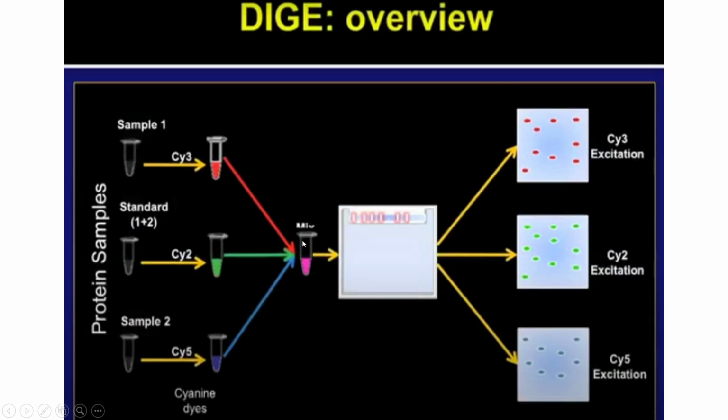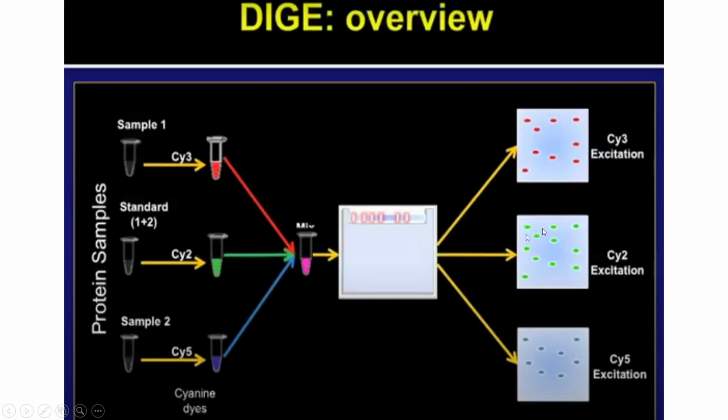When you are mixing all of them, then you are doing the isoelectric focusing and SDS PAGE. Once you do that, while taking the images, you will do different excitation emission images, and accordingly you can take the images for Psi 3, Psi 2 as well as Psi 5. If you see in Psi 3 and Psi 5, there will be some different proteins. If you compare these two images, this protein is not present here, indicating that sample 2 didn't have that specific protein, whereas sample 1 had that specific protein.